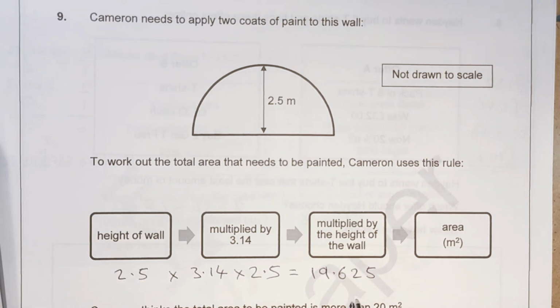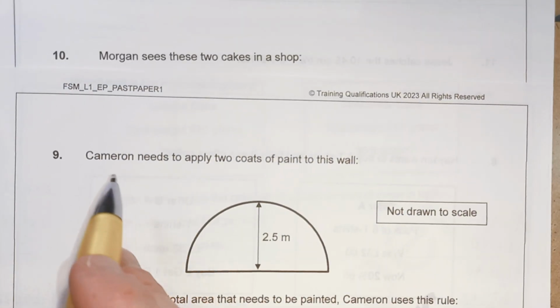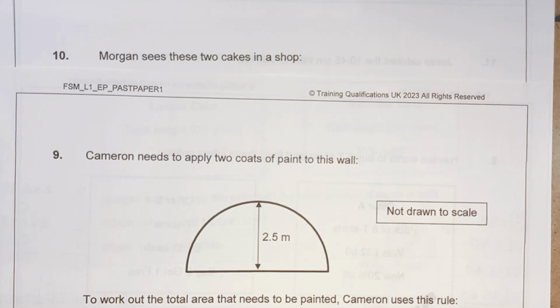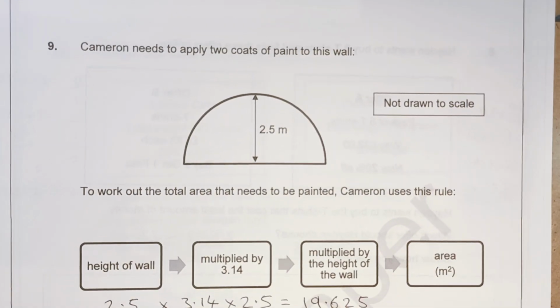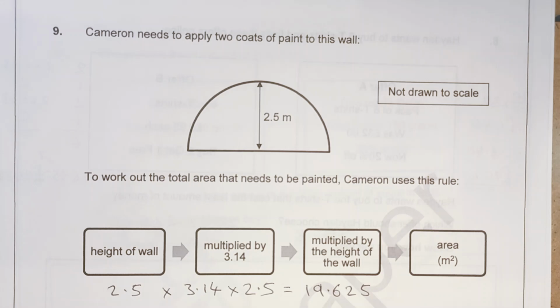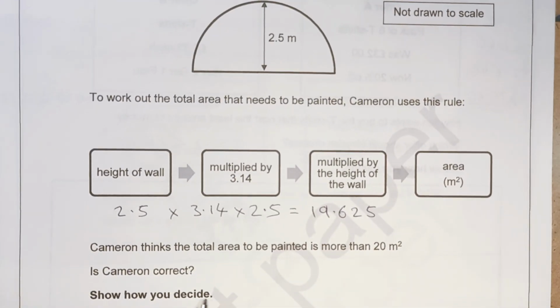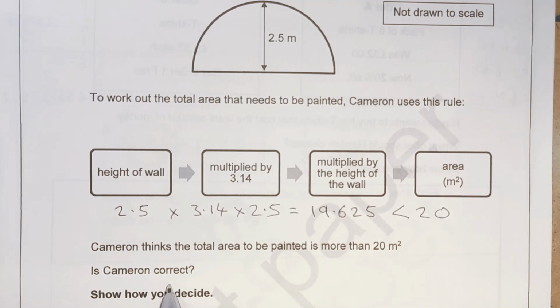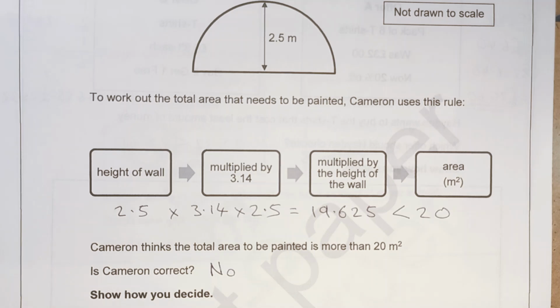Okay, so they've asked us the area of the wall to be painted. Now, I did say here Cameron needs to apply 2 coats of paint to this wall, but actually they're not asking us about how much paint we need to put on it. All they're asking us is about the area to be painted. Well, we worked it out as 19.625, which is less than 20 metres squared. So is Cameron correct? Well, actually, no, he's not. So that 2 coats of paint is a bit of a red herring, really. It's almost to distract us, and I can see how that could put people off.